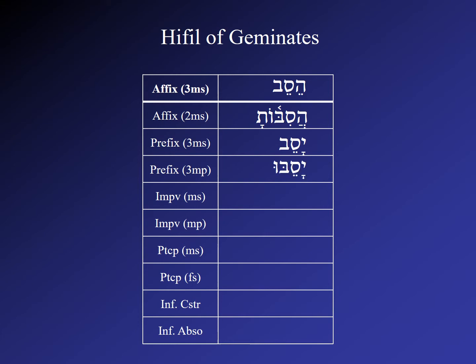Prefix masculine singular yasev and masculine plural yasebu. Again, these look quite similar to the middle weak of the Hifil, and again clearly distinguished in the plural with dagesh in the bet. In the imperative singular hasev, this is formed off of the prefix. The imperative masculine plural hasebu. The participle mesev, and feminine participle mesiba. Infinitive construct he-save. Infinitive absolute he-save.